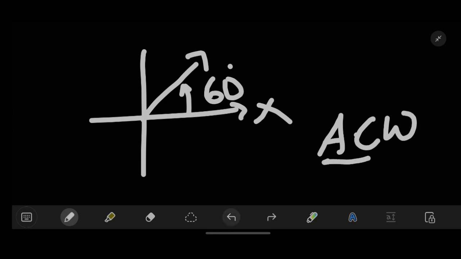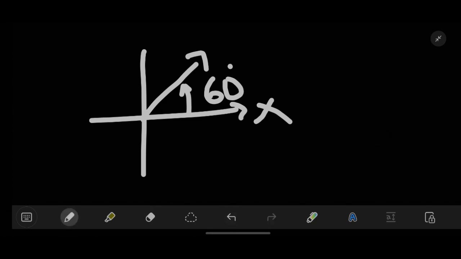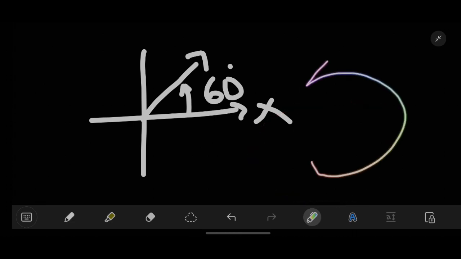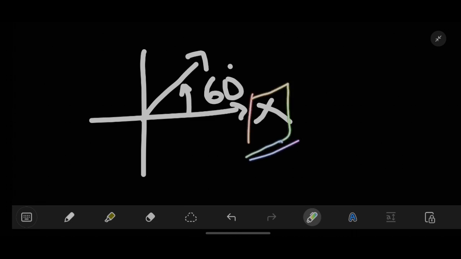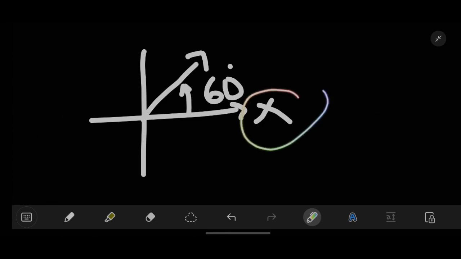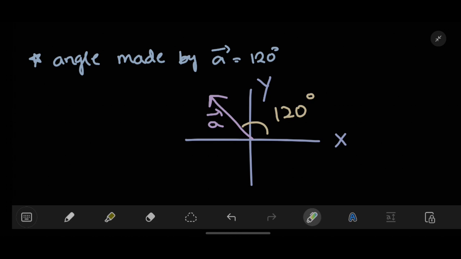Remember this. Clockwise is in this direction, right? In this way is clockwise, but angles will be taken in this way, that is anti-clockwise. And if nothing is mentioned, then it is with respect to the x-axis. Positive x-axis, that too. Some people might think it is the negative x-axis. No, positive x-axis. Clear?